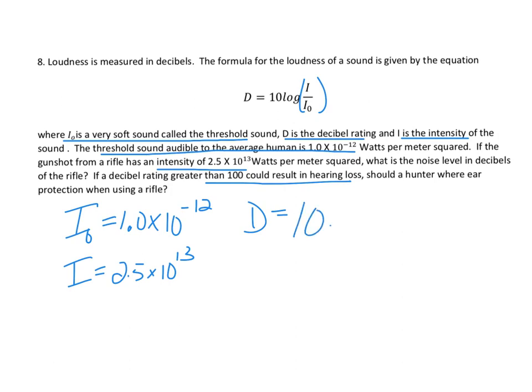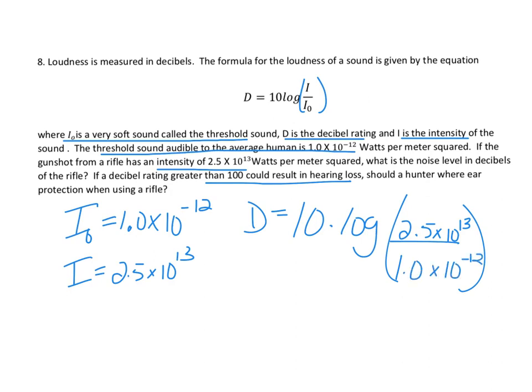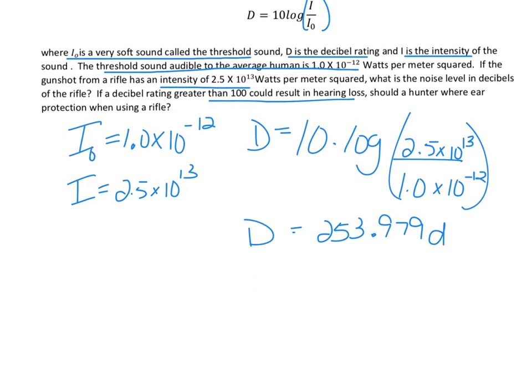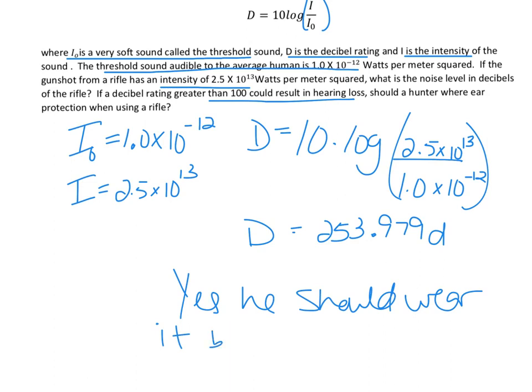So first we got to do 10 times log of I, which we know is 2.5 times 10 to the 13th. This is just written as scientific notation, over 1.0 times 10 to the negative 12th. You're going to plug that in, and you're going to end up getting a D value of about 253.979 decibels. And then you're going to say, well, 253.979 is definitely bigger than 100. So yes, he should wear it. Because 254, let's round it to, is greater than 100.